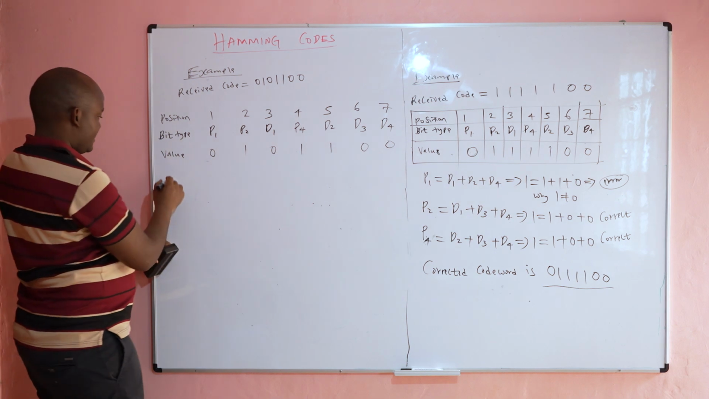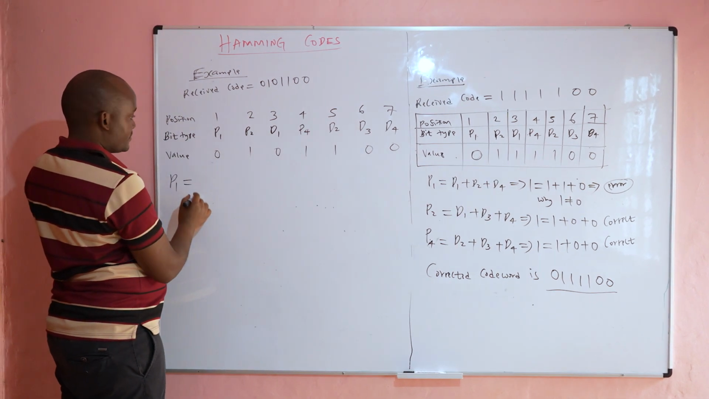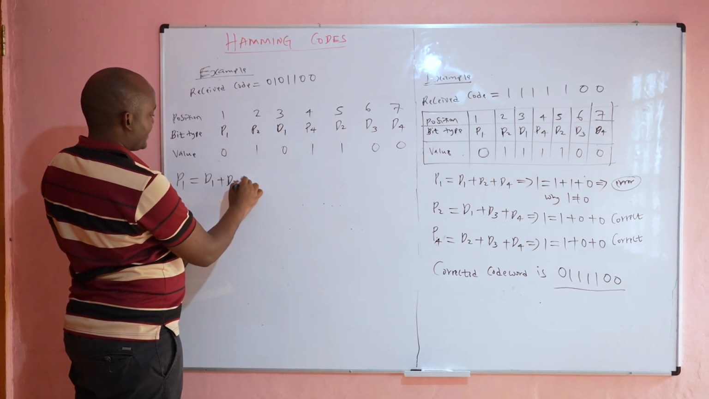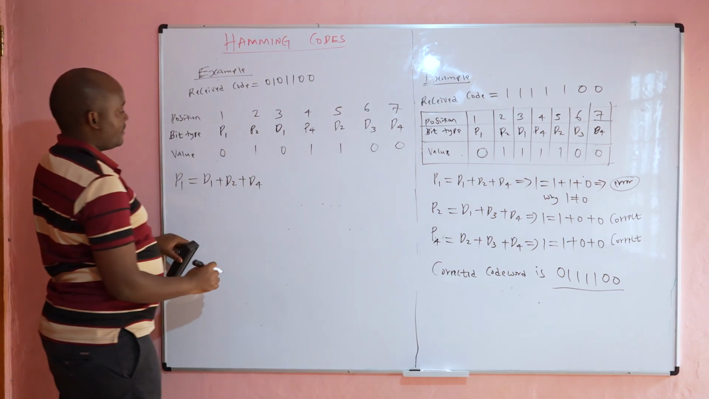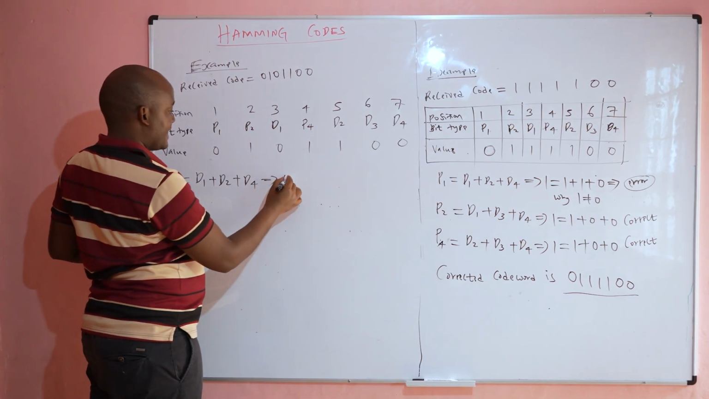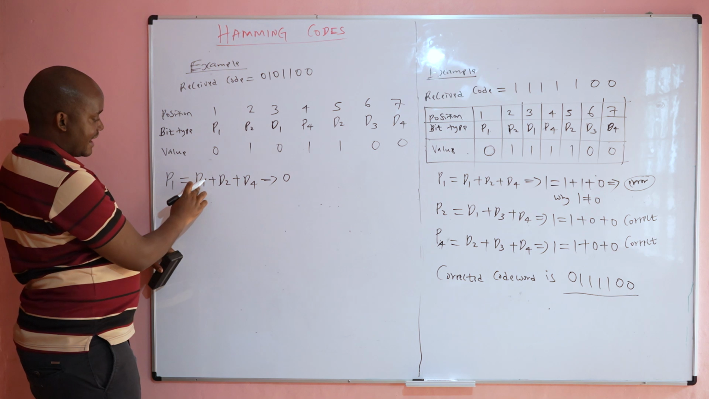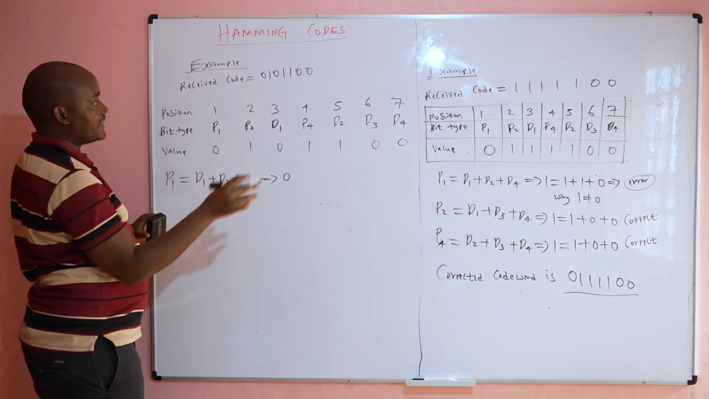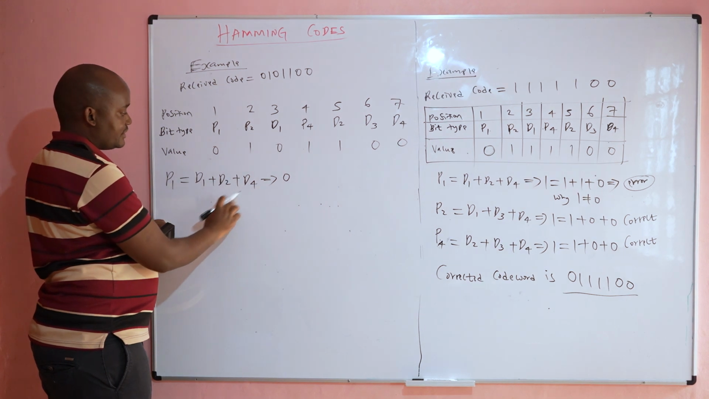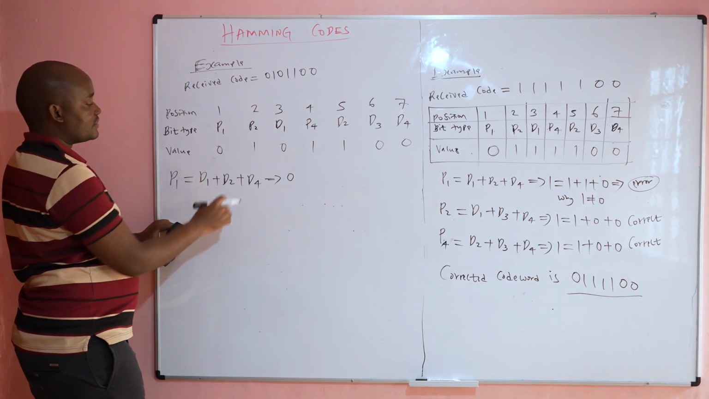So once again, we know that P1 is associated with D1 plus D2 plus D4. But what is our P1 here? P1 is given as 0. So meaning that if it is the correct code word, we add D1 plus D2 plus D4, it should give us 0.